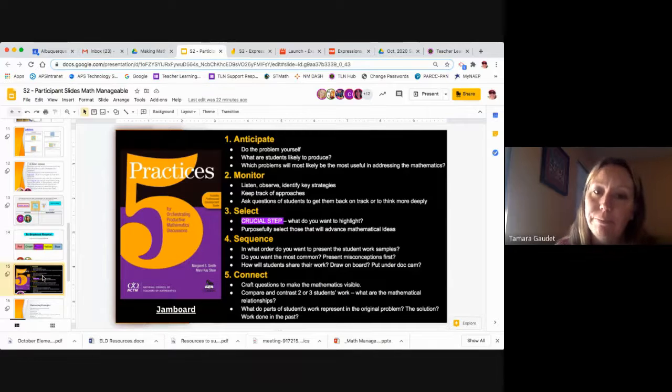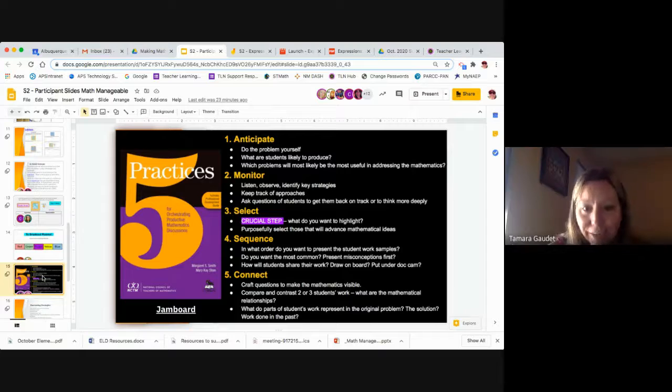Step 3, selecting. This is the critical step. This is where you pick which groups you want to present. We ended up only having 3 groups, so hopefully I'll be able to get most of you to present. But I do have certain ones that I want to for sure hit. Then from there, after you guys, I made little sticky notes all over the place.